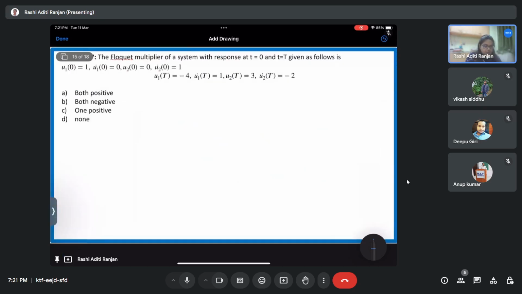Okay, now coming on to question number 7. Question number 7 asks about the Floquet multiplier of a system with response at t0 and t capital T given as follows. Okay, just a second. Okay. See, the process is going to be the same as the previous question. Only we are going to add an extra step, correct? Only we have to add an extra step, right? So talking about how to write it again, we'll just do it very quickly.